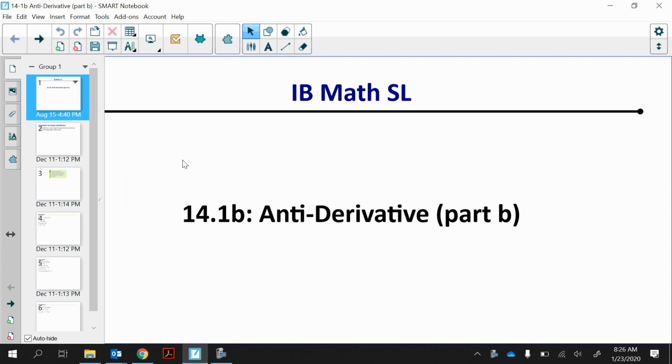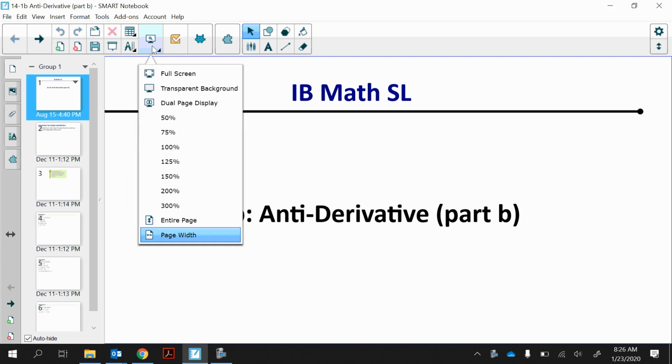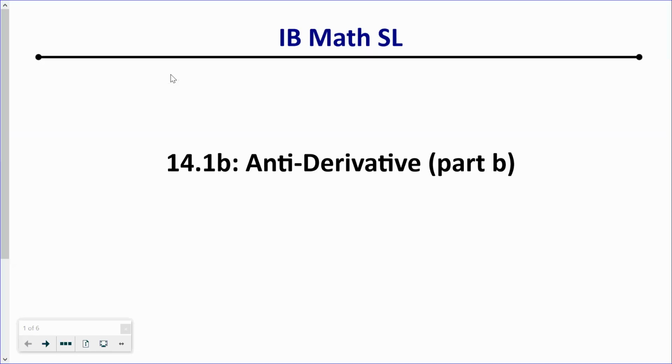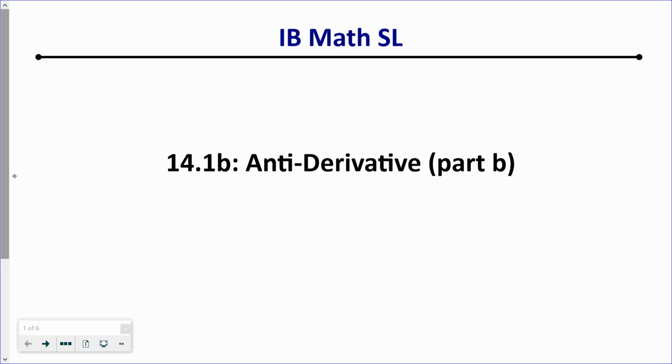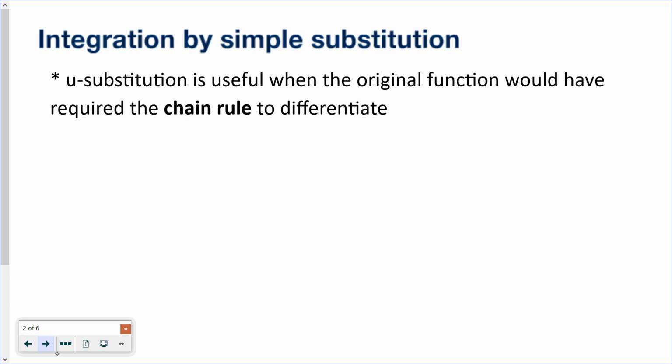In this video, we're going to continue with antiderivatives and take it up a notch. We're going to do the antiderivative of functions that would have required the chain rule to do the derivative of. So integration by simple substitution, or u-substitution, is how we're going to go about finding antiderivatives, as I just said, when the original function would have required the chain rule.